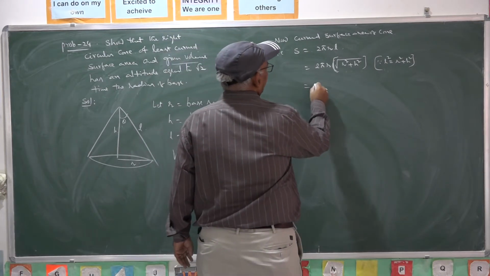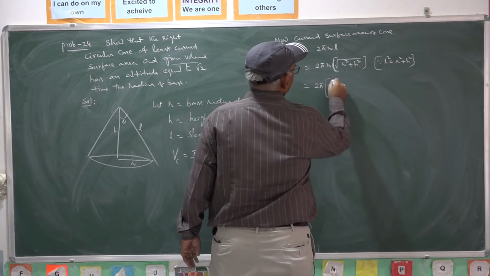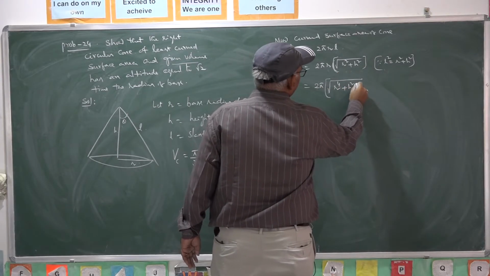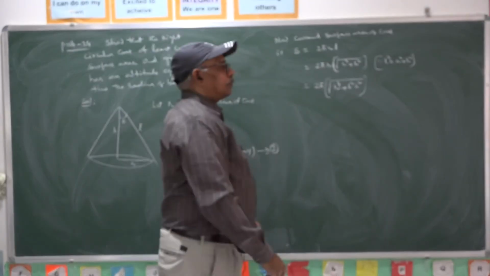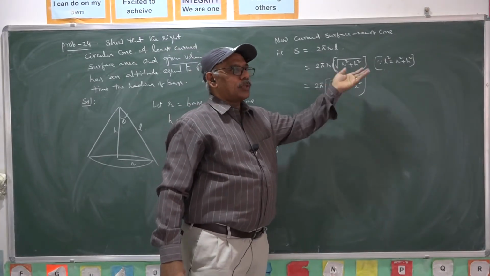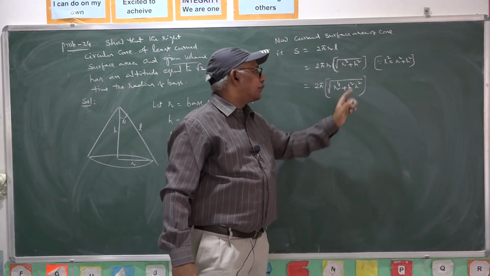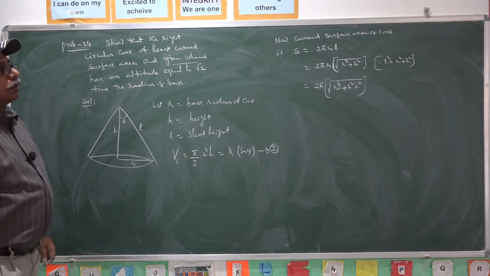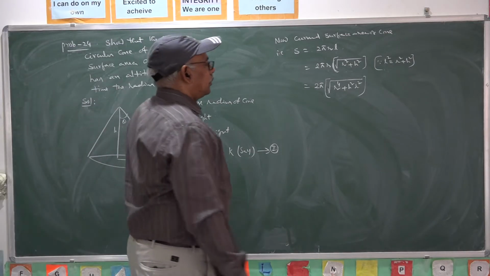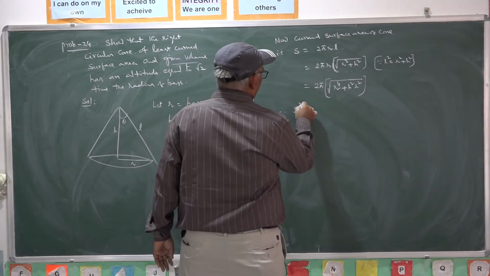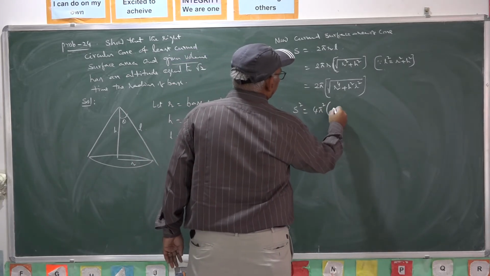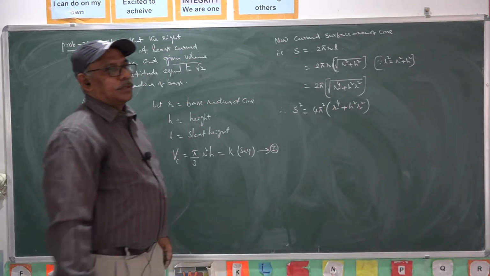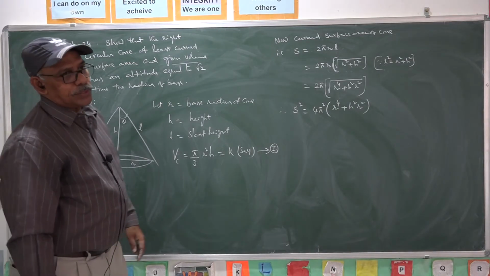That is written as 2 pi into the square root of, once you take r inside the root, it becomes r square, so r square into these two terms, r power 4 plus h square r square. Therefore, S square equals 4 pi square into r power 4 plus h square r square. This is the square of the surface area.